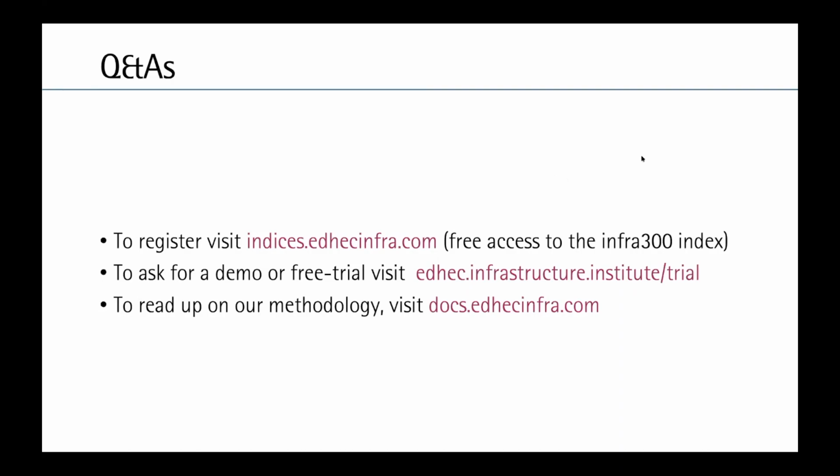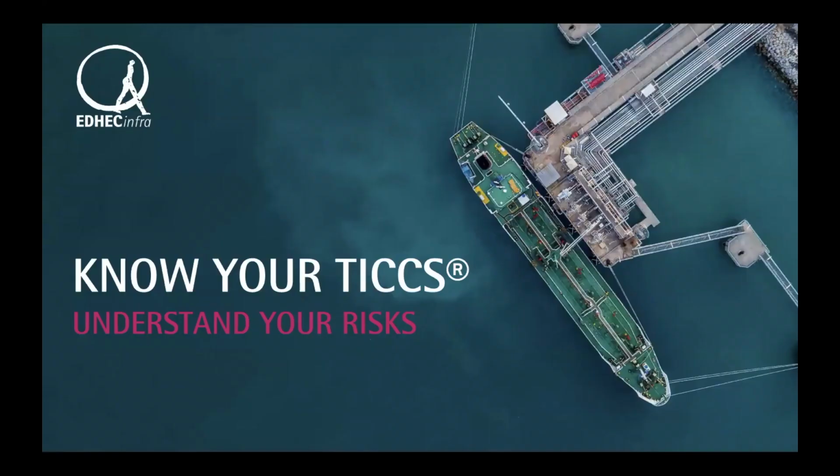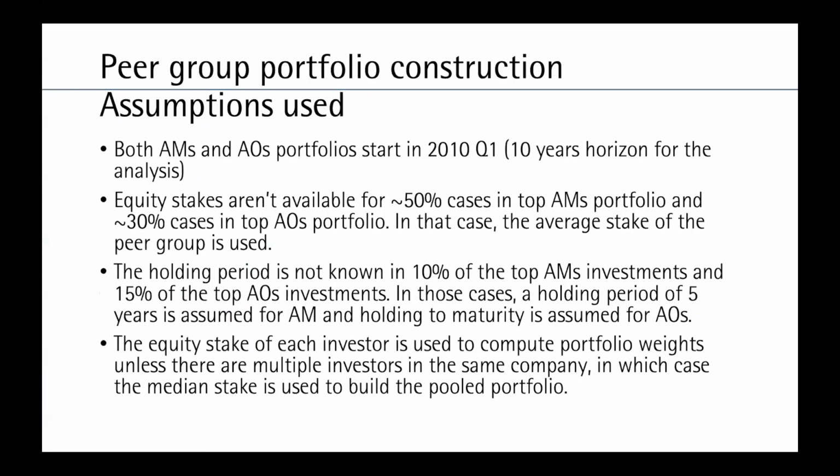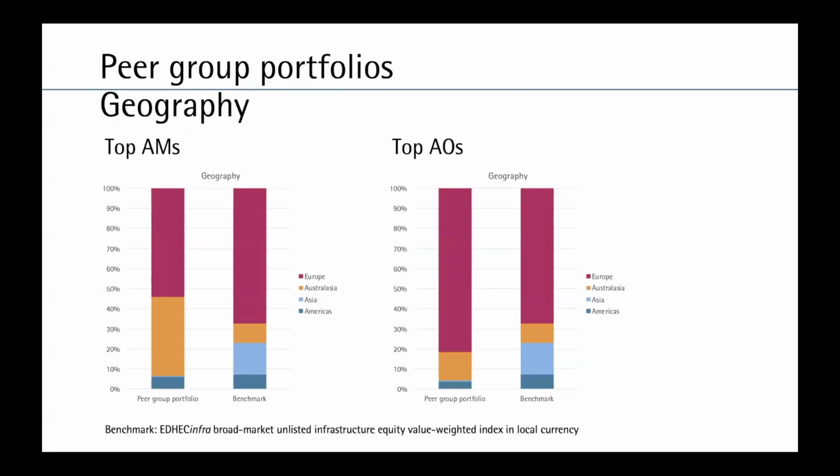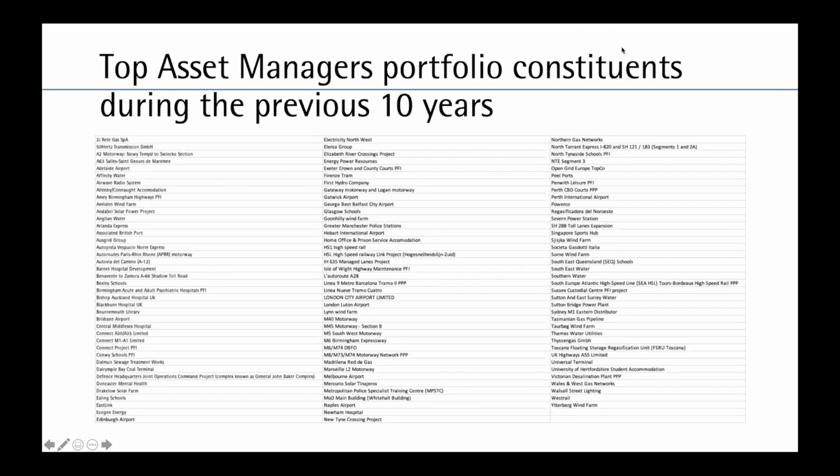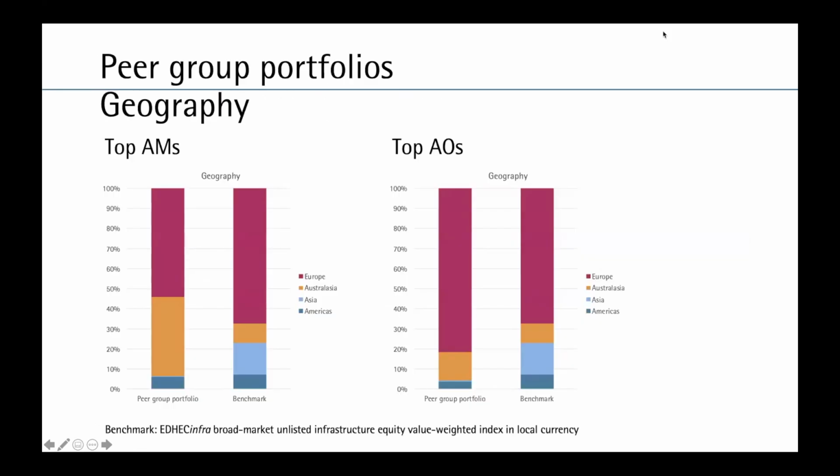A breakdown of the geographic base of the asset owners and managers included in the peer groups would also be insightful. Thanks. Actually, we do have this. It's at the end. There's an appendix which we will circulate, which has a couple of assumptions that we've used. And this is the breakdown of the peer group versus the benchmark. I don't know if you can see this. I hope so. And these are the list of the assets that are in the peer groups.